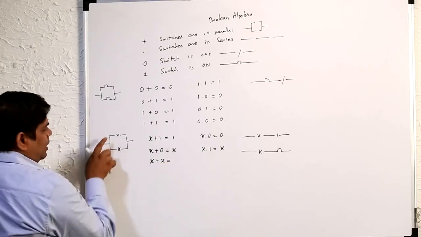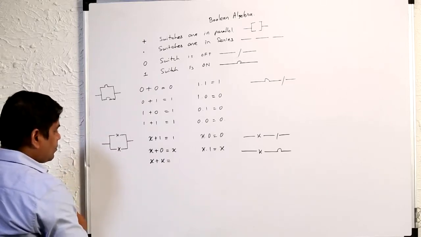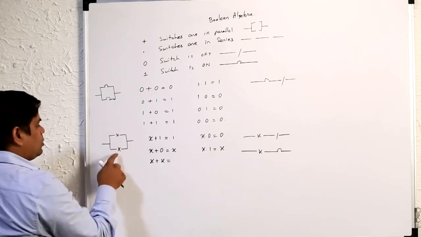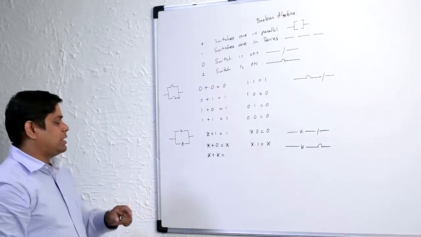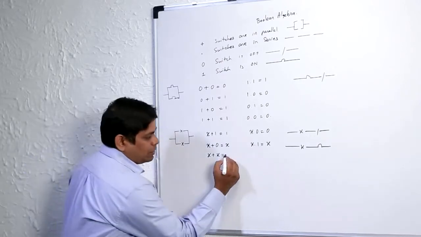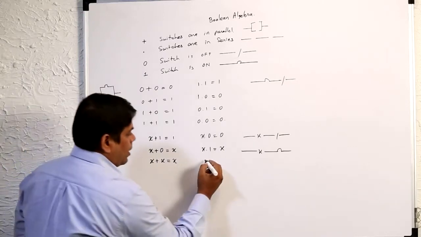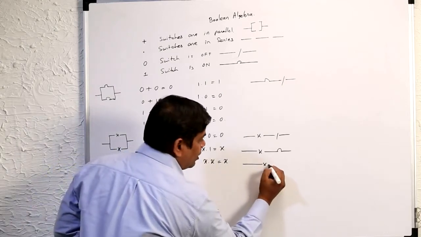Now that means there are two similar switches connected in parallel. That means if this is on, this also will be on. This is off, this also will be off. That means it will let current pass or not depends on the state of x itself. So this x plus x is going to be x. Similarly, x dot x is going to be x. The figure will look like this.